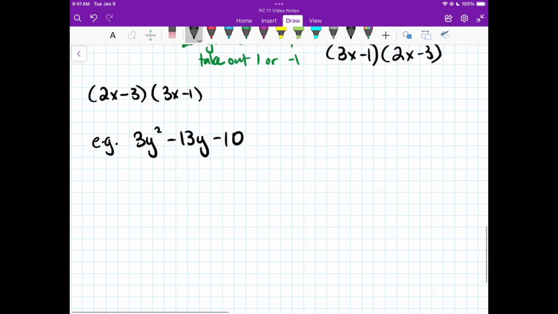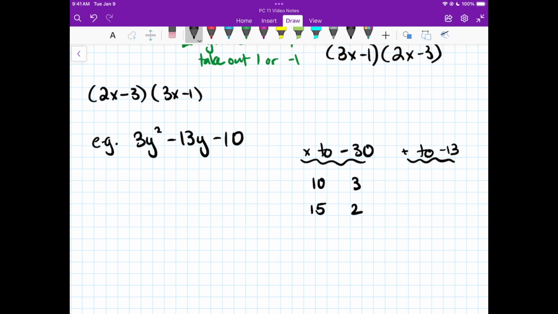All right, so looking at this one, we wanted to find two numbers that multiplied to not just negative 10 and not just 30, but negative 30, and then add to negative 13. So multiplying to negative 30, you've got some options: 1 and 30, 2 and 15, 3 and 10, 5 and 6. There's two that really should stand out here. Because if you're trying to get a 13, you can get 13 from 10 and 3, and you can get 13 from 15 and 2.